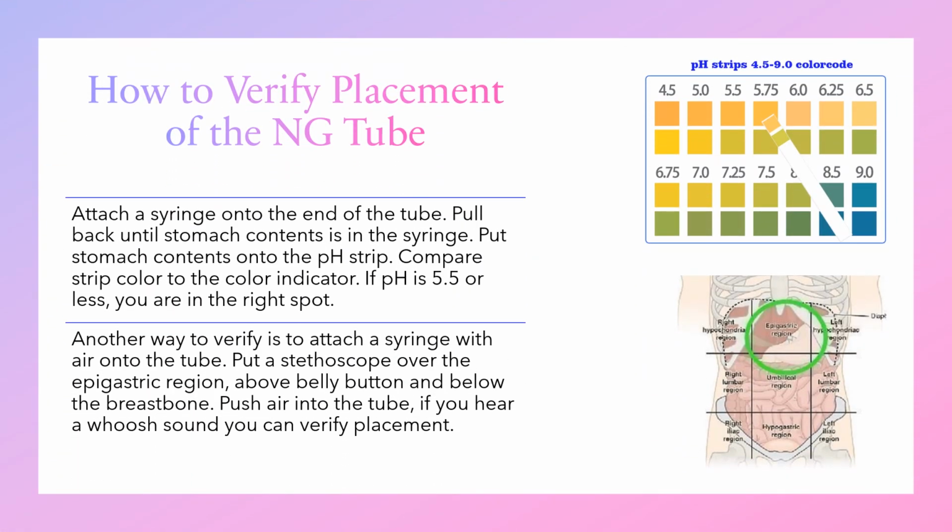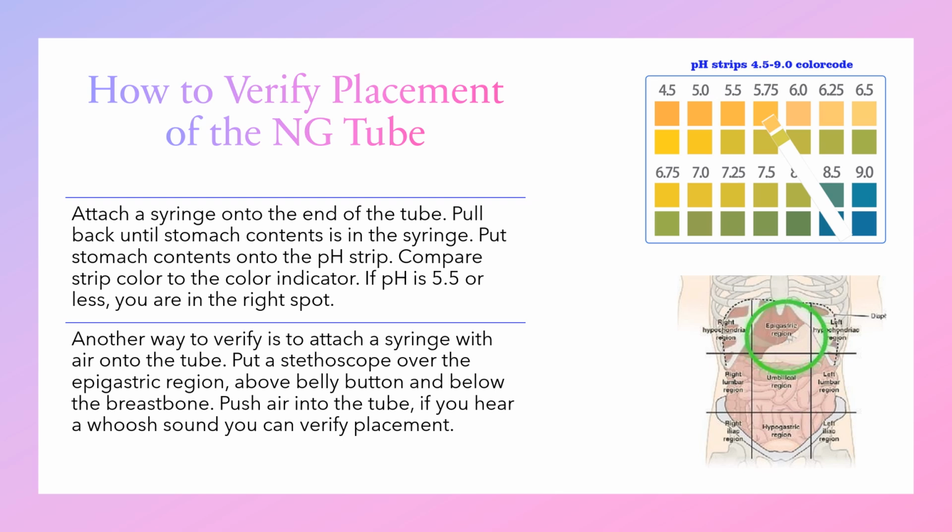How to verify placement of the NG tube. Attach a syringe onto the end of the tube. Pull back until stomach contents is in the syringe. Put the contents onto the pH strip. Compare strip color to the color indicator. If pH is 5.5 or less, you are in the right spot.